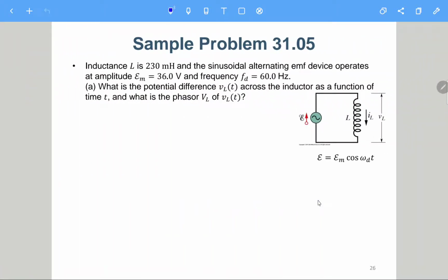So let's take a look at another one, which is the inductor. Here the inductor L is 230, and it is all the same way. So now we need to find the phasor V_L and also V_L of t.